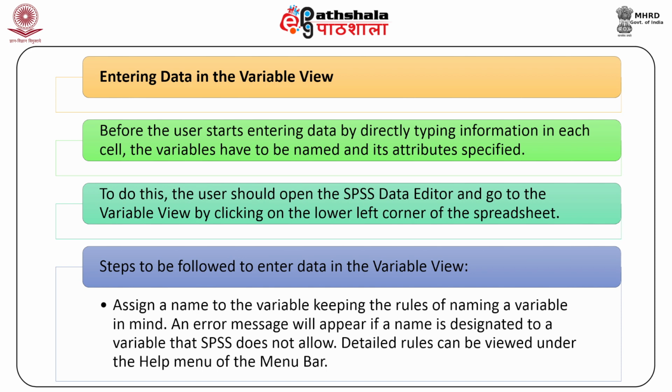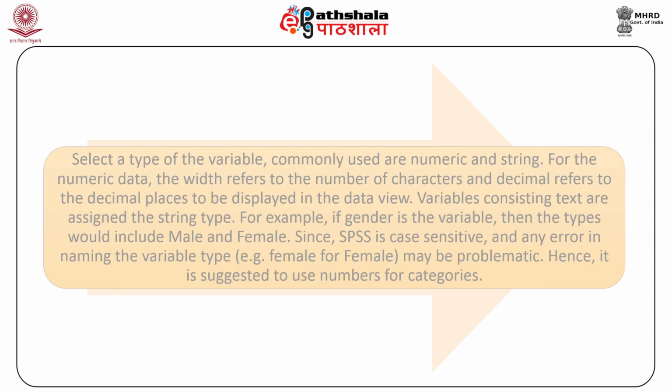Steps to be followed to enter data in the variable view are: 1. Assign a name to the variable keeping the rules of naming a variable in mind. An error message will appear if a name is designated to a variable that SPSS does not allow. Detailed rules can be viewed under the help menu of the menu bar. 2.